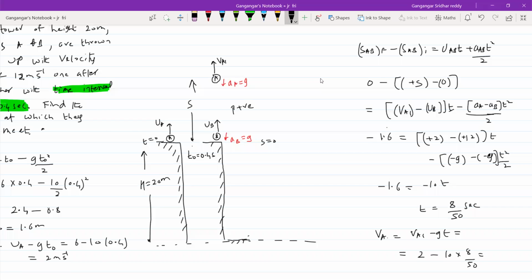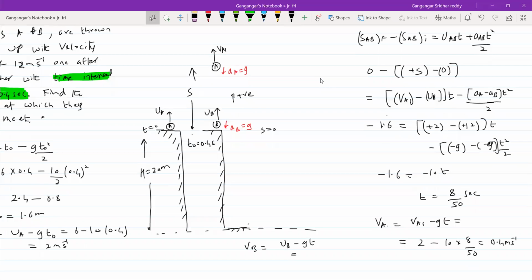Now, positive or negative, anybody? Positive, sir, 0.4. Similarly, VB also you tell me, so that VB is equal to UB minus GT. The value of UB is 12, minus 10 into 8 by 50. This will also be positive. So what should it be? 10.4. I'll write it below.